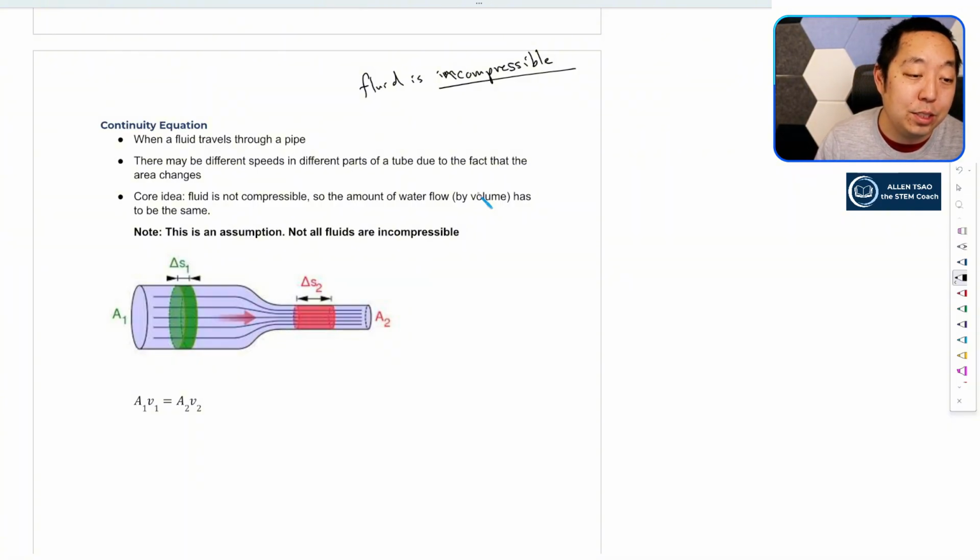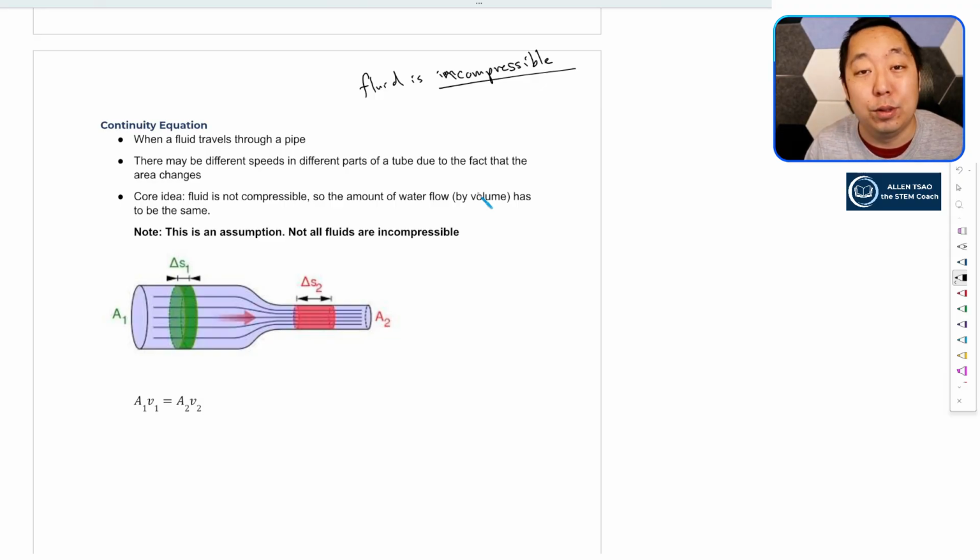So we're really mostly going to do this when we're dealing with fluids and pipes. And water is the most common scenario. Almost all scenarios we deal with water, because water is generally incompressible. You can squeeze it a little bit, but for the most part, this is a pretty reasonable assumption for water.